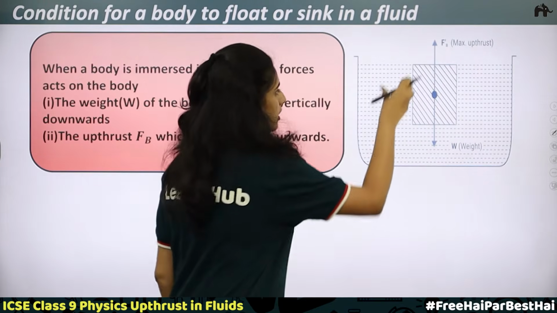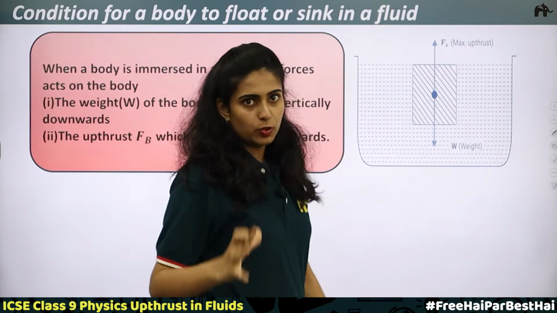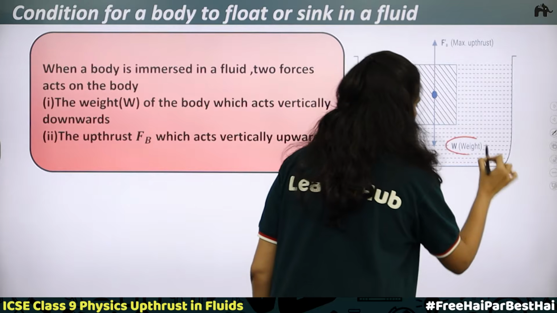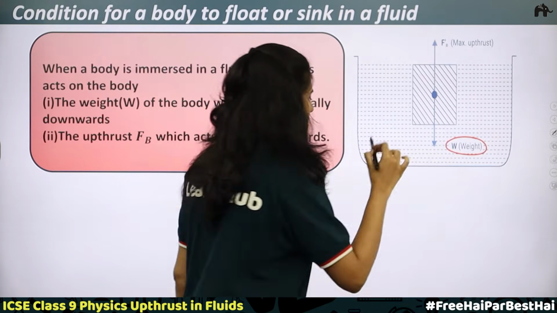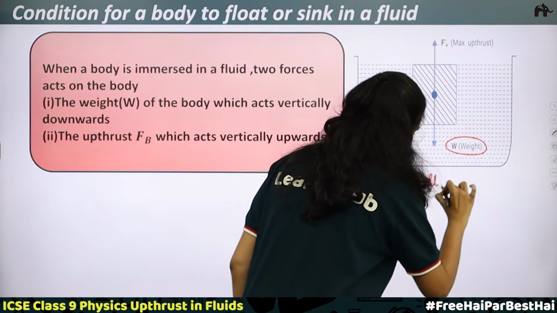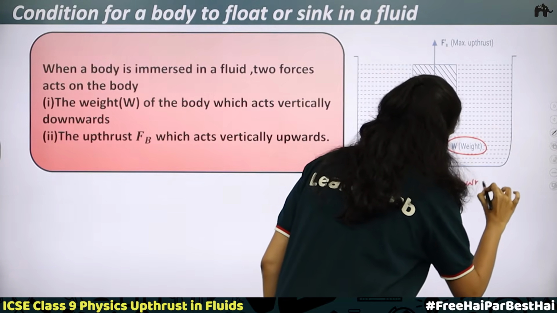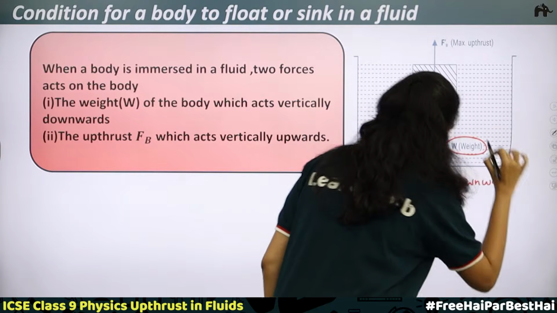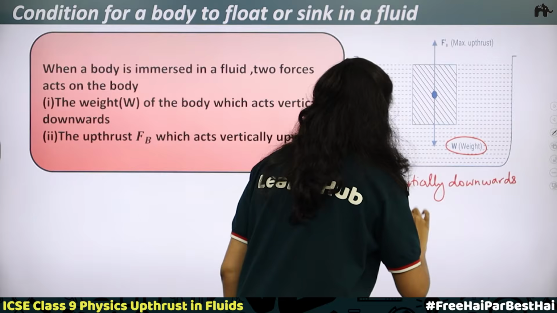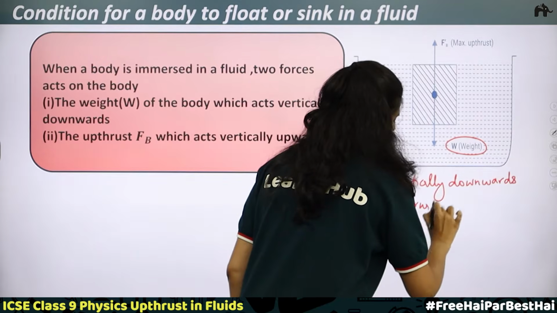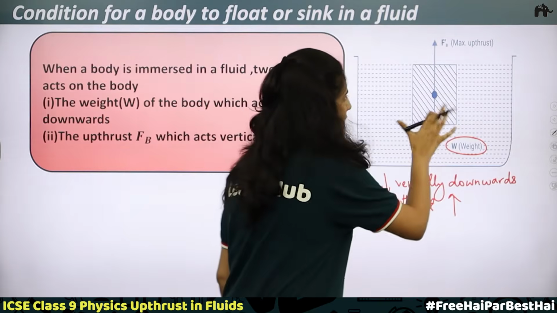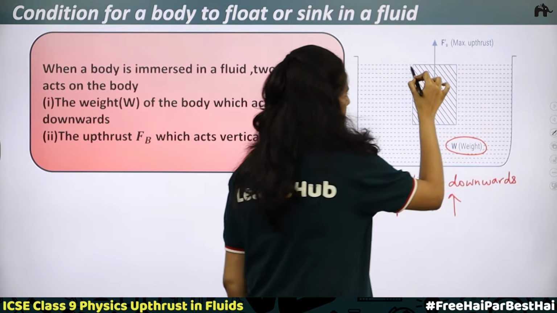So we know that here you can see a body that is immersed in a fluid. Two forces will be acting. Which is the first force? First force is the weight. Okay, weight is the force which is acting vertically downwards. Okay, there is another force which is the upthrust. Upthrust, in which direction will it be acting? It is acting upward.